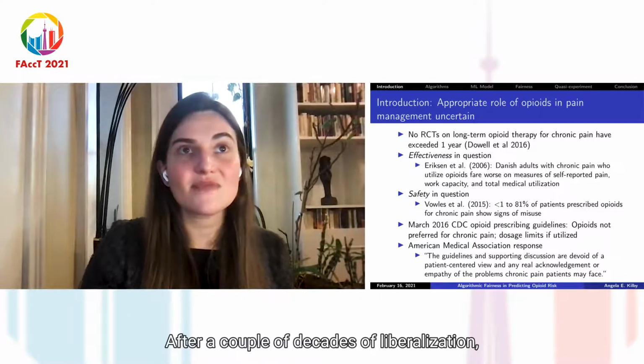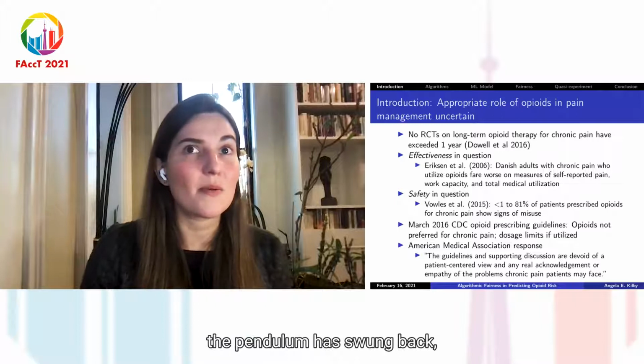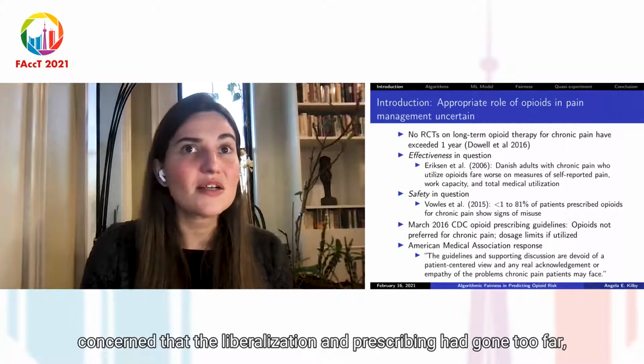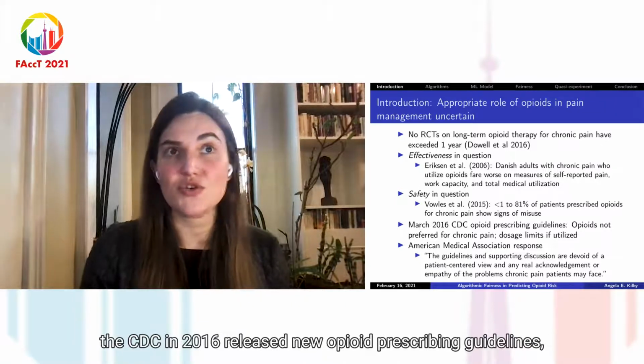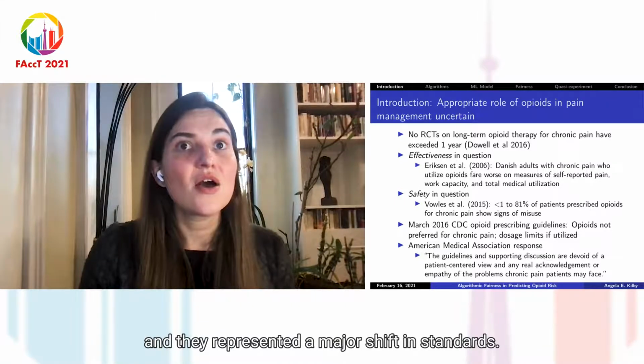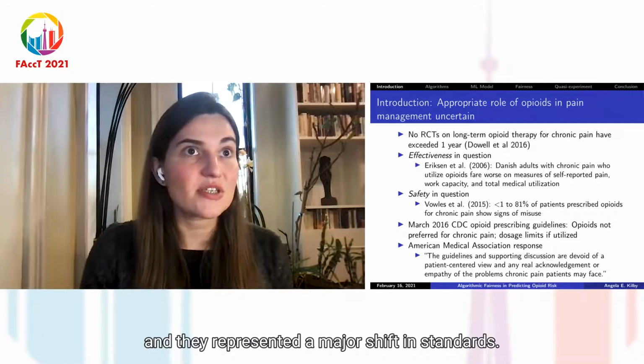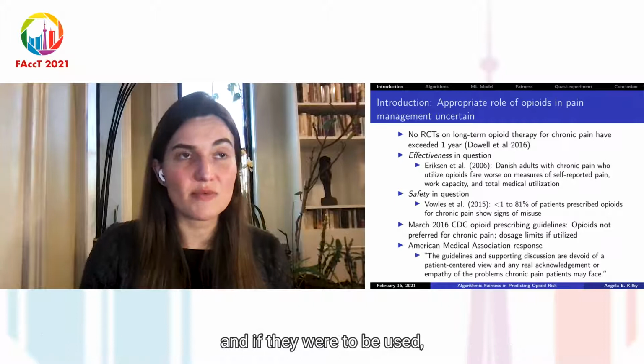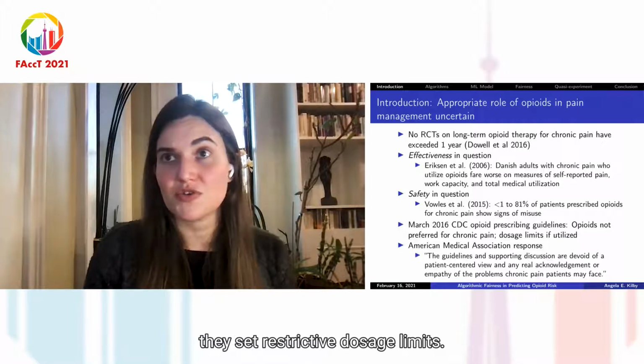After a couple decades of liberalization, the pendulum has swung back. Concerned that the liberalization in prescribing had gone too far, the CDC in 2016 released new opioid prescribing guidelines, and they represented a major shift in standards. The guidelines stated that opioids were not preferred for chronic pain at all, and if they were to be used, they set restrictive dosage limits.